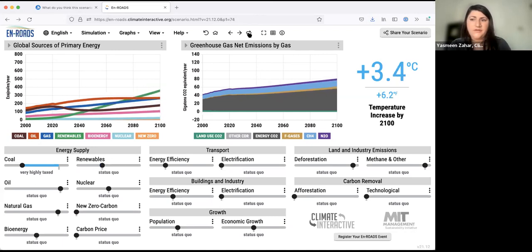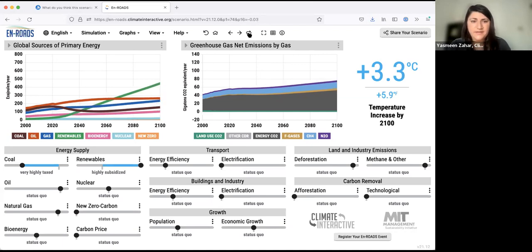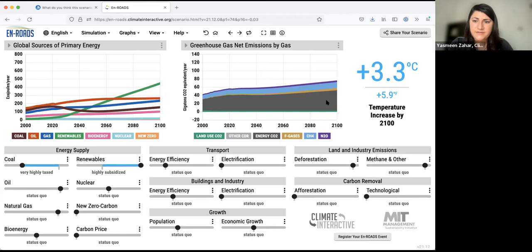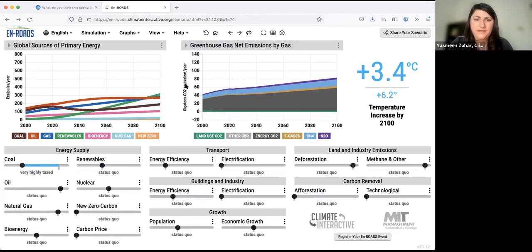So we notice the temperature going down to 3.3 degrees. This can often be a surprise to people. A lot of people imagine that it'll make a bigger impact than that. And there's a few different reasons why it's a bit of a smaller impact than we might expect. We notice here too, this energy CO2 wedge coming down a little bit.